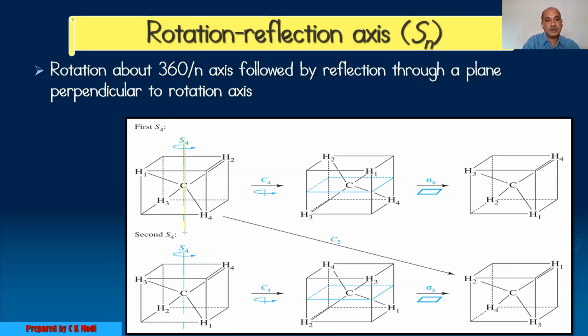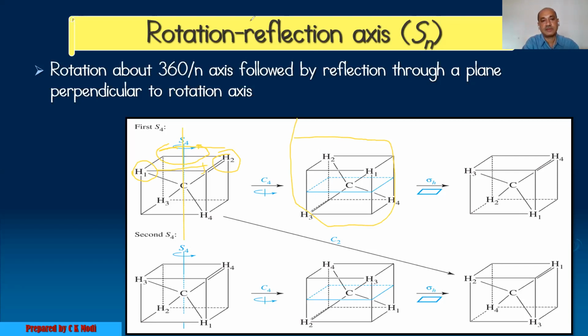there is an imaginary axis passing through the center of that molecule, and if I rotate by 90 degrees, this H1 comes over here, this H2 comes over here. So all these H1, H2, H3, H4 interchange their positions. Now this structure is not an equivalent structure.